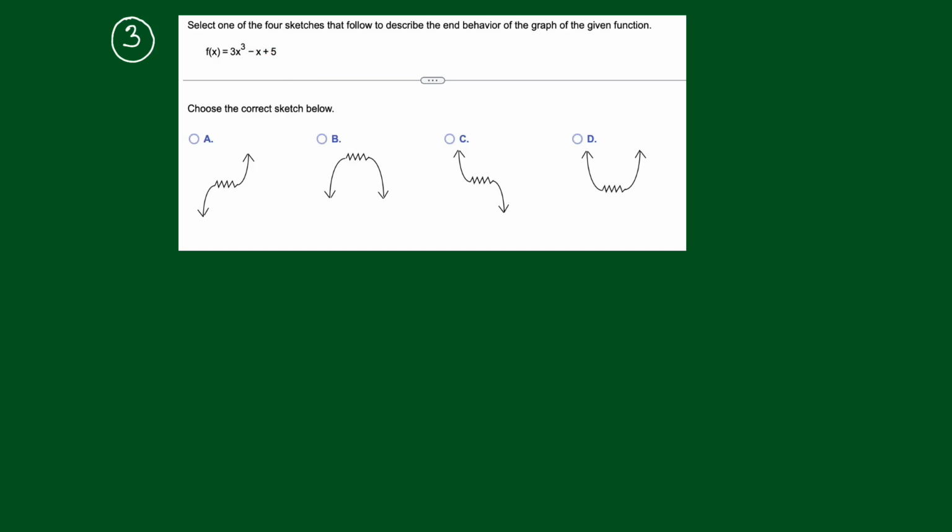And here's our question. Select one of 4 sketches that follow, one of these 4 down here, that describe the end behavior of the graph. So what does it look like if you keep going to the left, keep going to the right, out to the ends? Well, this is a cubic. Now, cubics, we know, typically look like this. All right, they look like this, or they might look like this. Now, they look like this one here, if the leading coefficient is positive. They look like this if the leading coefficient is negative.